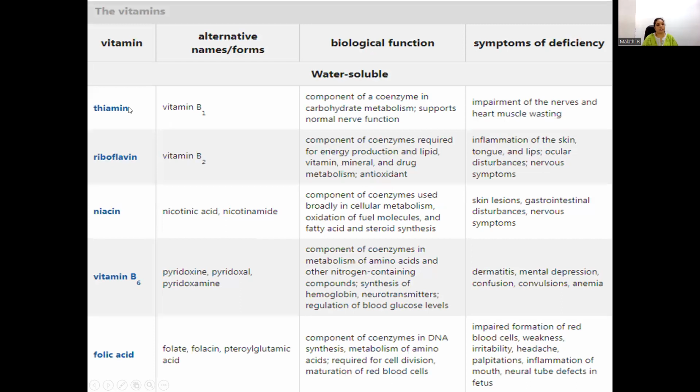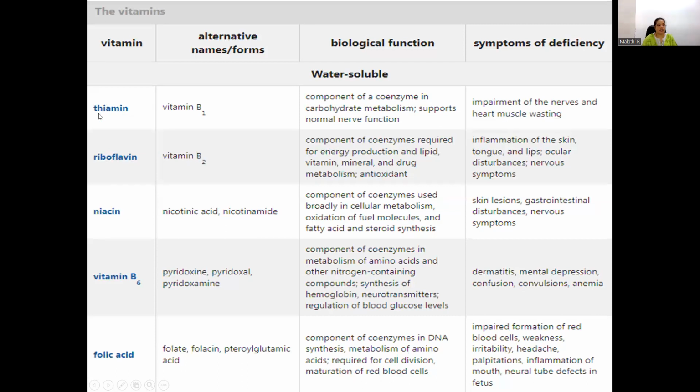In this session, we will see thiamine, riboflavin, niacin, vitamin B6, folic acid, their alternate names, which is very important from the exam point of view, and the functions of those vitamins and the deficiency symptoms of those particular vitamins. So only these first five we will see. The next three or four we will see in the next class. And lipid soluble vitamins we will study separately.